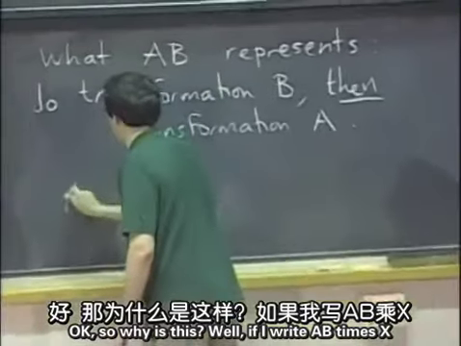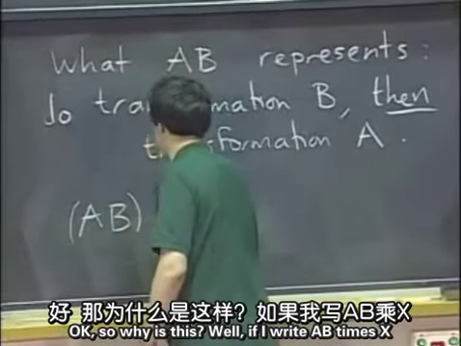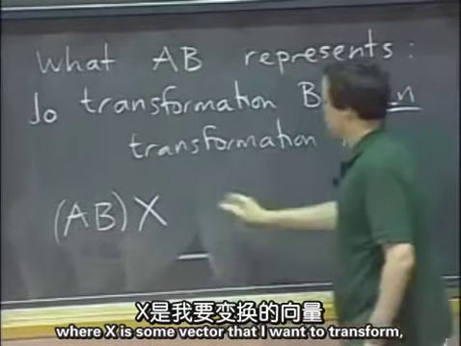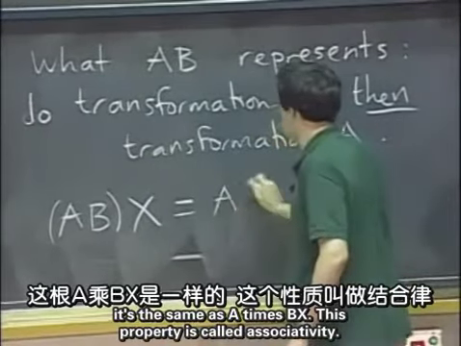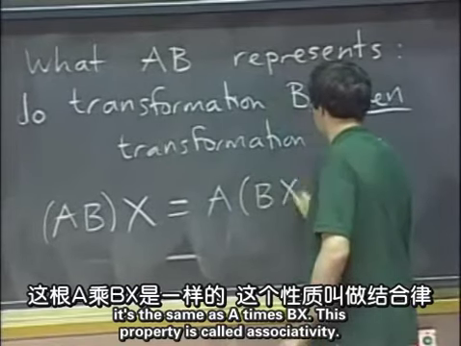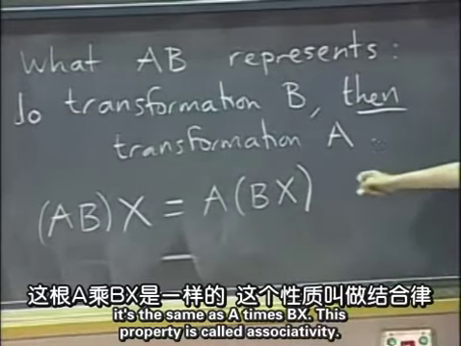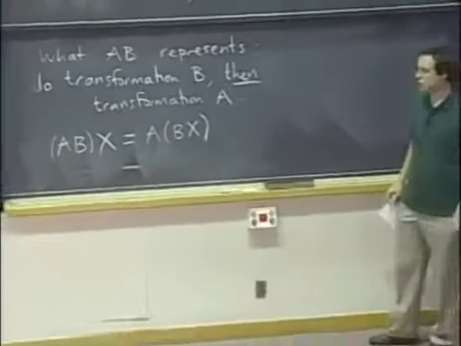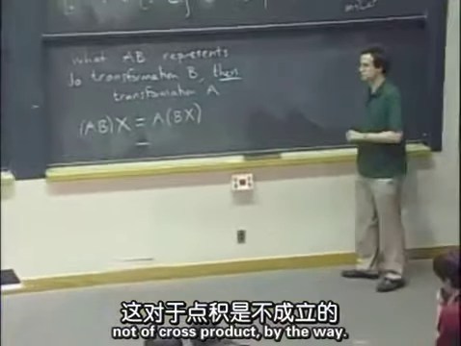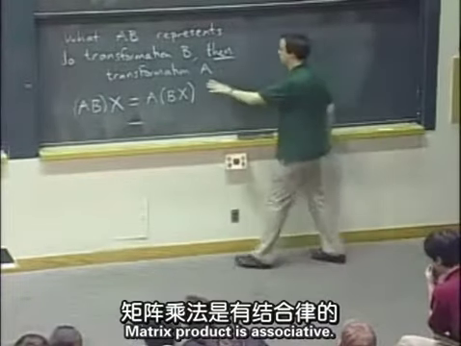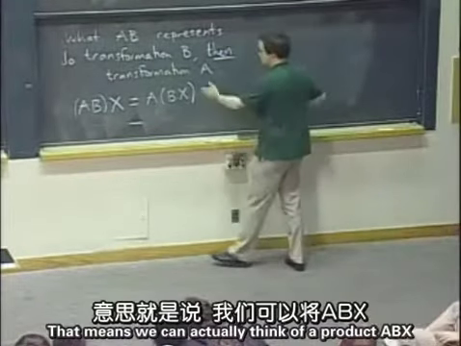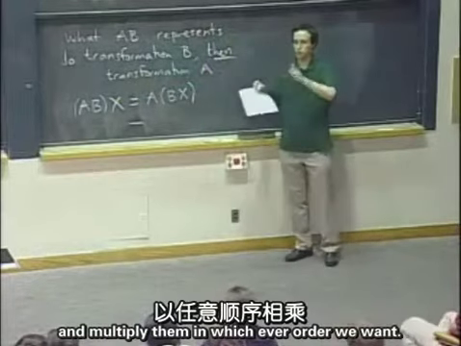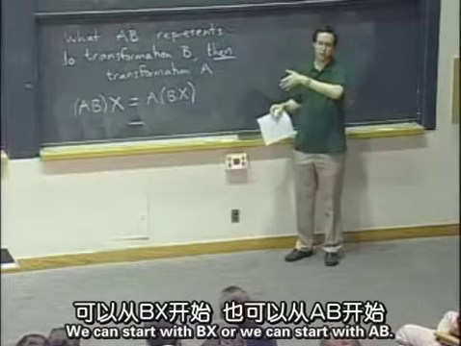Well, if I write AB times x, where x is some vector that I want to transform, it's the same as A times Bx. Okay, so this property is called associativity, and it's a good property of well-behaved products, not of cross product, by the way. But so matrix product is associative. That means we can actually think of a product A, B, x and multiply them in whichever order we want. We can start with Bx or we can start with AB.